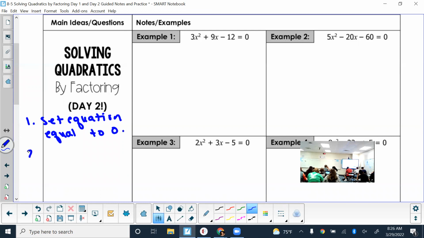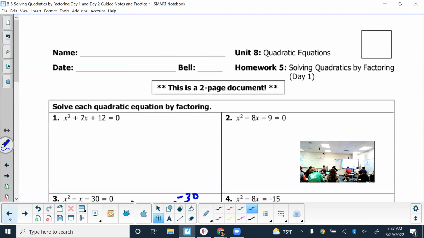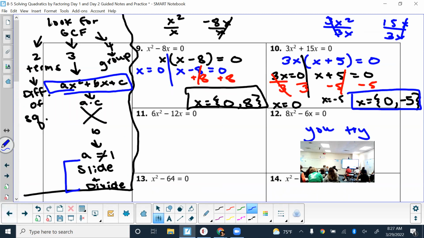Step 2 is to factor the other side. The side that is not 0, factor that side. And the method of factoring has its own set of steps, right? So if you think back to the flow chart, and I'll come back to this page in a second, like I had you re-sketch it on the day 1 notes. What's the first step that we do for factoring?